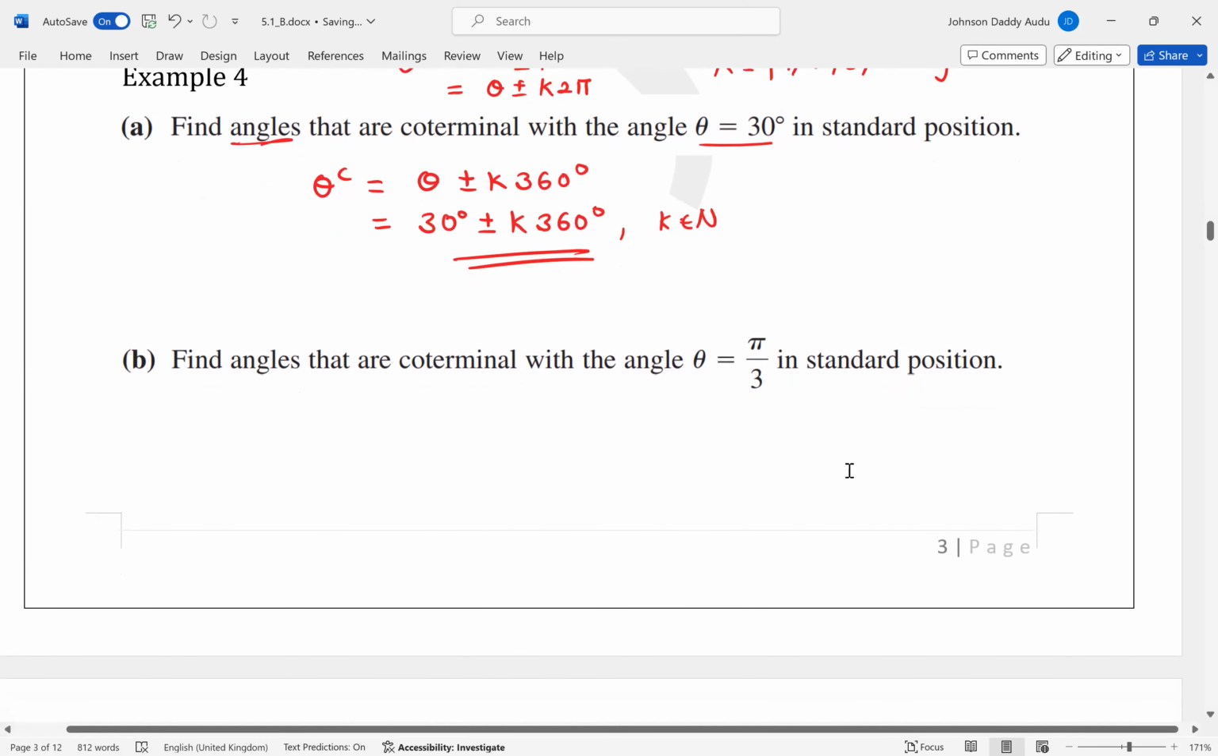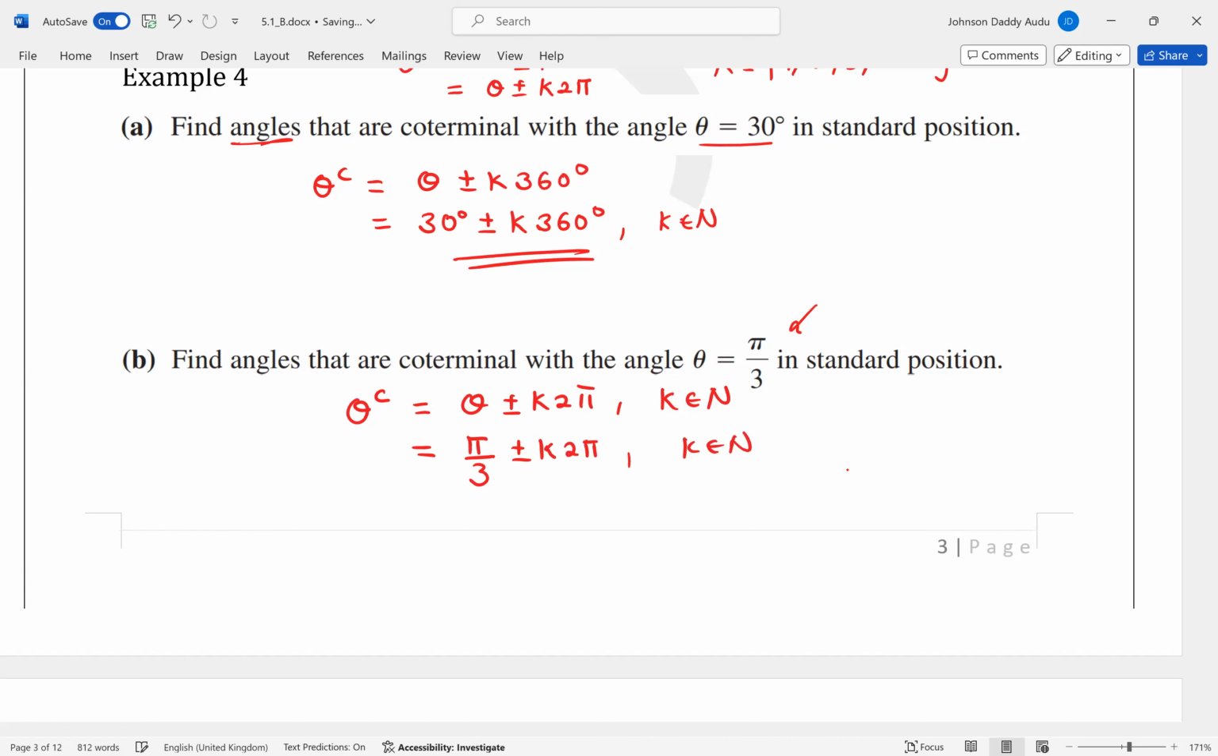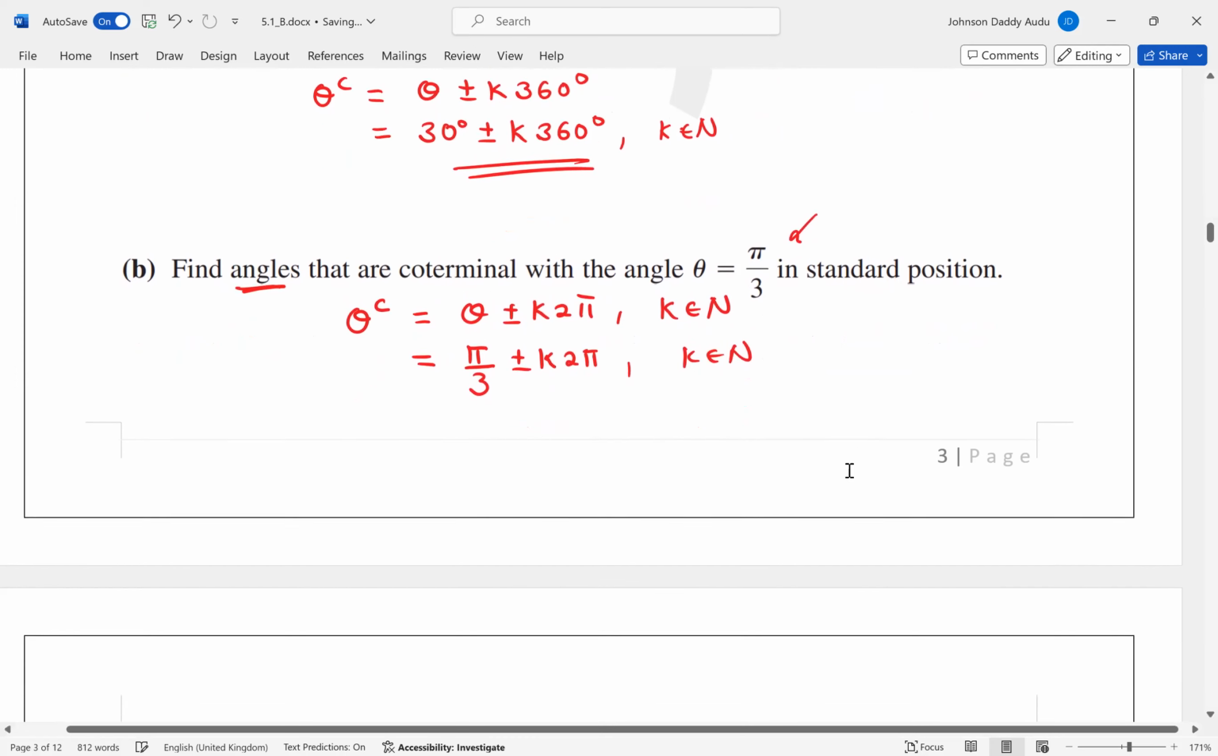Okay, the same way, but now for B, find the angles that are coterminal. Here, your theta is in radians, so it means you have to change the formula. So coterminal is theta plus minus k times 2 pi, where k is a natural number, right? But what is theta here? It is pi over 3 plus minus k times 2 pi. So just leave it like this because this is just general. You're finding the angles that are coterminal. So there are many of them.